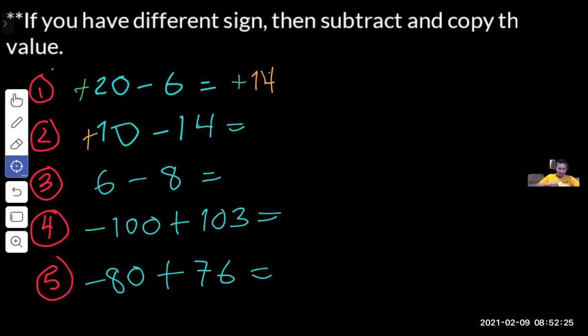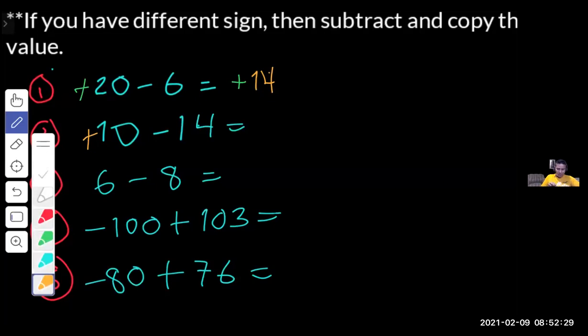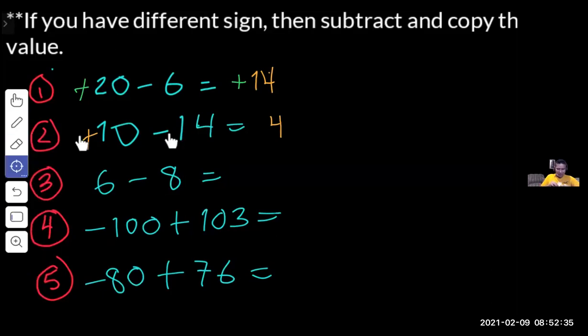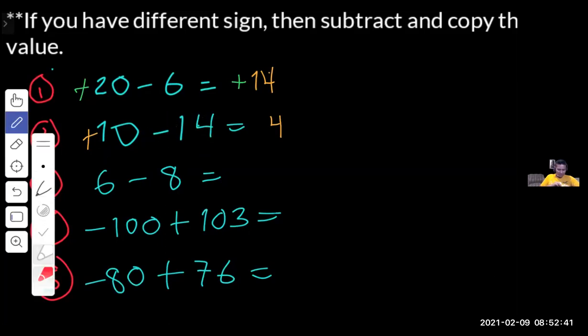Just pick the greatest one. 4. Oh, guys, you're a spoiler, you're giving me the answer. 4. And let's see, which is the greatest value, 10 or 14? 14. And what is the sign for 14? Negative. Thank you, all of you. That is going to be my answer: negative 4. 10 minus 14 is negative 4. And this is how we solve it.